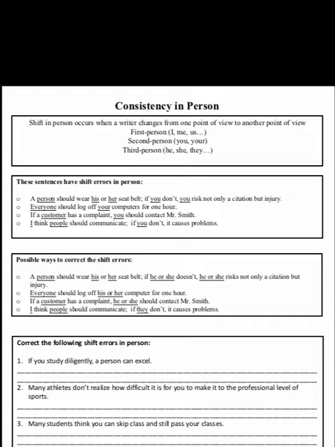Next is consistency in person. This is when you shift from point of view, so I would rather call this consistency in point of view. So maintaining first person point of view or second person or third person, and not shifting back and forth unless you're using a personal anecdote and doing so intentionally. So we would say, a person should wear his or her seatbelt. So we're talking in third person. If you don't, you risk not only a citation but injury. So that shifts to second person. We want to maintain the same point of view.